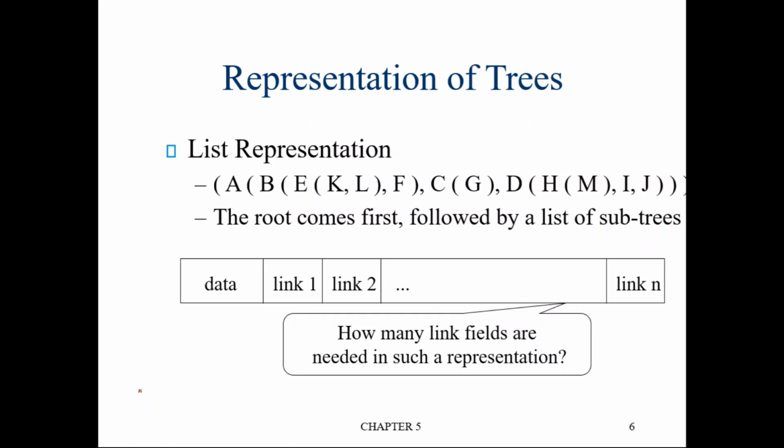But how will we perform operations or manipulate this list? Representing by hand like this is fine, but in what form will you represent it in a program? That is actually the question. So we need some data structure to represent it. One common thing you may think of is a data structure with a data part and link parts: link 1, link 2, link 3, link 4, up to link n. But like this, how many links should you have?